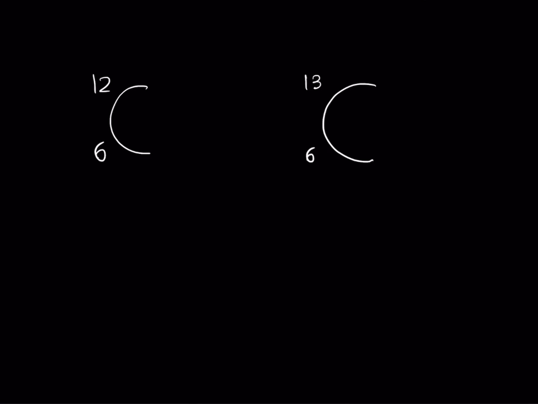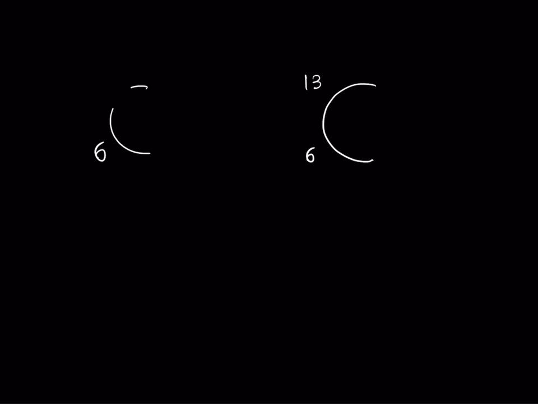In this video, we're going to talk about isotopes, what isotopes are, and the difference between isotopes. So let's look at an example here. On the left side we have carbon 12 and on the right side we have carbon 13. Now what do these numbers mean?